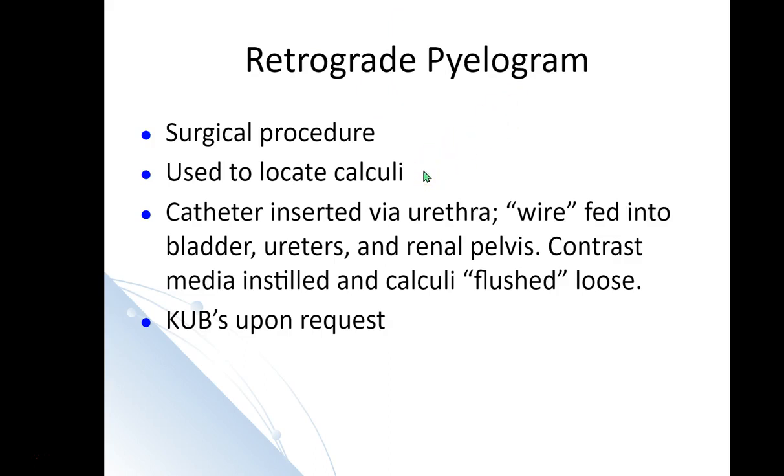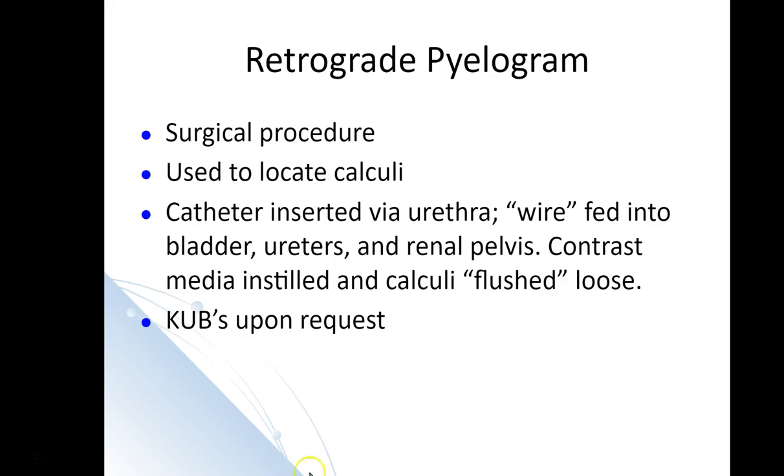So same thing, the catheter is inserted via the urethra. There is a wire or a catheter fed into the bladder, up the ureter, all the way to the pelvis. Contrast media is then flushed into that catheter, and if there's a calculi present, it's often flushed loose and they can remove it.